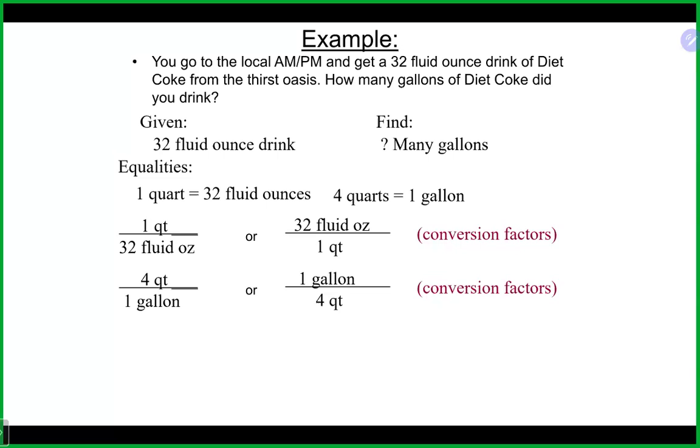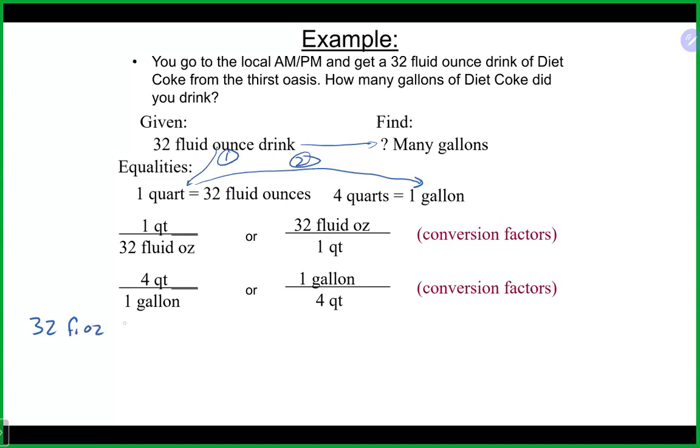Okay, let's take a look. So like I said before, here we basically want to go from fluid ounces to gallons. And one pathway is we could go from fluid ounces to quarts and then take the quarts to gallons as our pathway to get there. Again, we can find the equalities that will allow us to do that. And obviously from each of these equalities, we could have our two conversion factors to choose from. Once again, we're obviously not going to use them all. We're just going to use the ones that we need. So we're going to start with our 32 fluid ounces here.